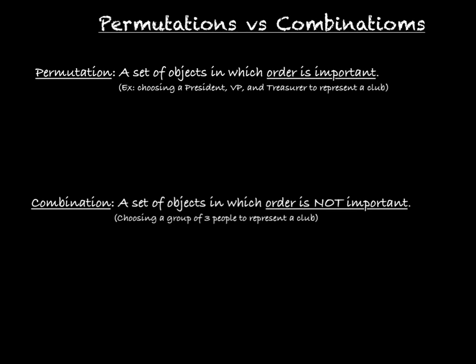Here we'll be talking about the difference between permutations and combinations. Now, a permutation, you can see it says here, is a set of objects in which order is important. Combinations, on the other hand, is a set of objects in which order is not important.